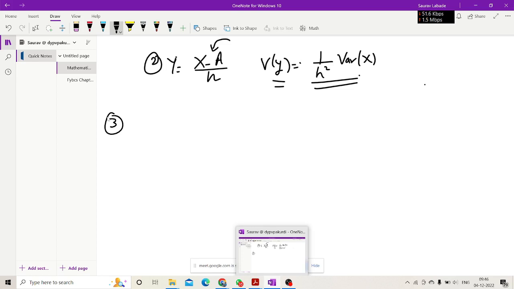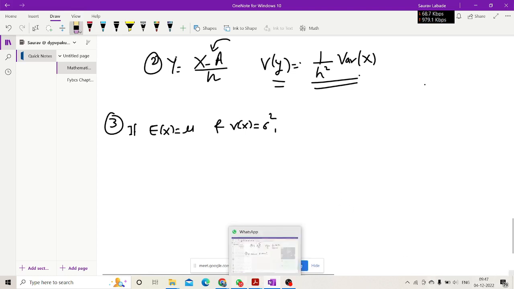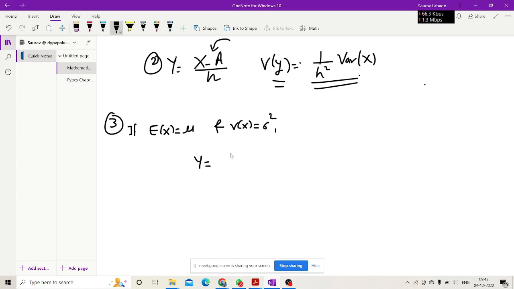Okay, the third remark is there. So if expectation of x equals to mu and variance of x equals to sigma square, okay, then can you tell me, suppose I am having y equal to x minus mu upon sigma, then what will be the variance of y? Okay, try to calculate the variance of x minus mu upon sigma. Yes, what will it be then?